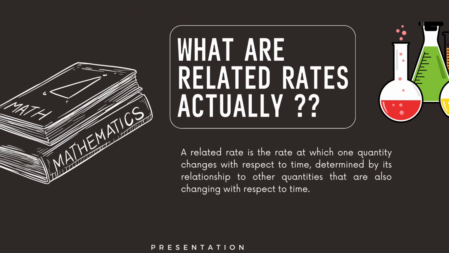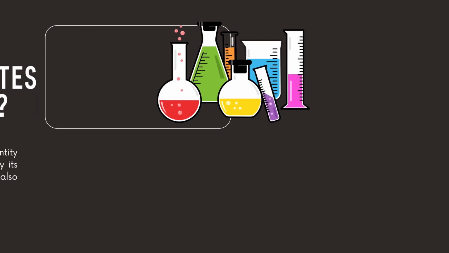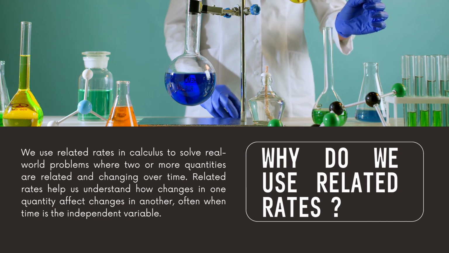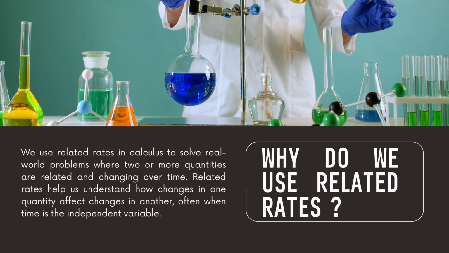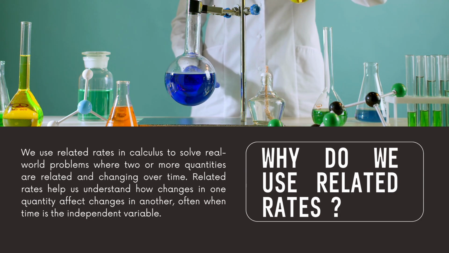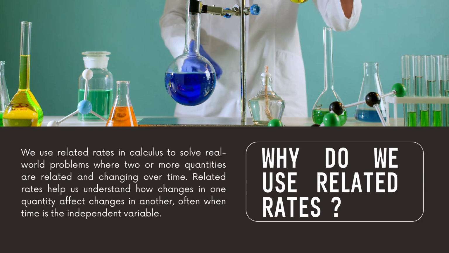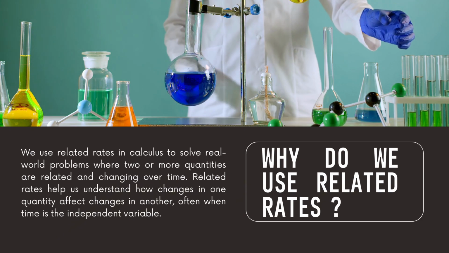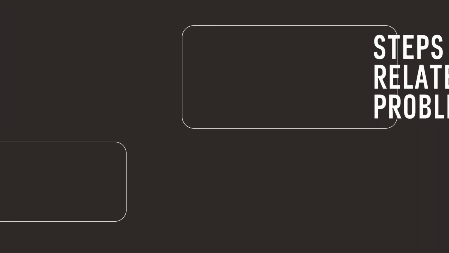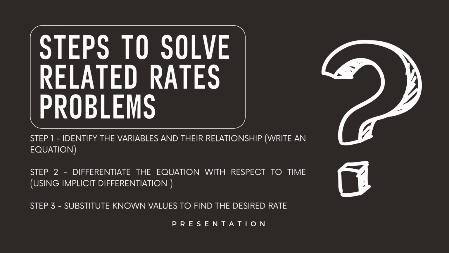A related rate is the rate at which one quantity changes with respect to time. It is determined by its relationship to other quantities that are also changing with respect to time. Why do we use related rates? Actually, we use related rates in calculus to solve real-world problems where two or more quantities are related and changing over time. Related rates help us understand how changes in one quantity affect changes in another, often when time is the independent variable.